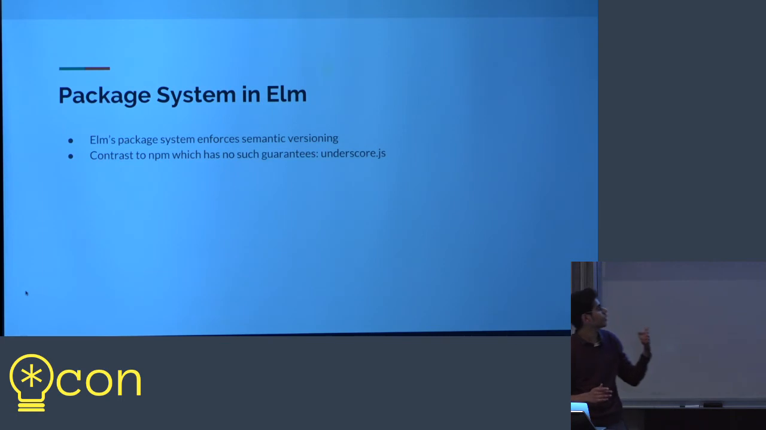This is in massive contrast to NPM, which is like the Wild West. A very famous example was the _JS library. They just bumped up the minor version number, and they introduced a lot of breaking changes. So people just upgraded their projects, and everything started crashing everywhere. This just won't happen in Elm. And the idea is reliability. You want your code to be reliable. You want there to be no unexpected breaking changes.